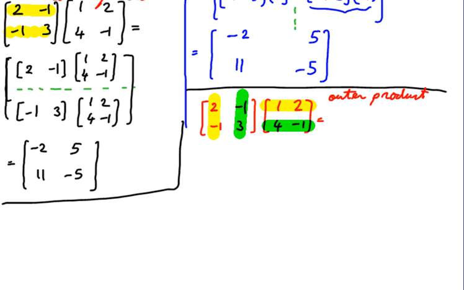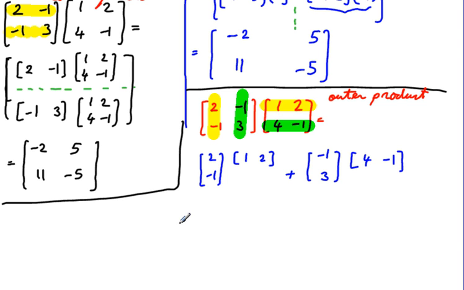So what we do is, so we are going to have 2 minus 1 times 1, 2 plus minus 1, 3 times 4 minus 1. This is the outer product. How do you multiply it? We call this multiplication table style.